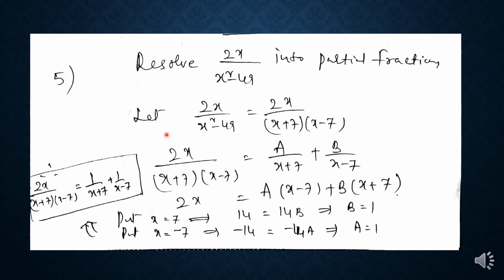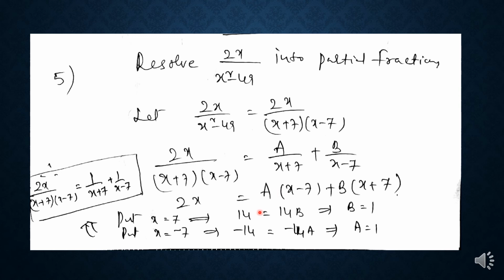If it is a non-repeated linear factor, we should take A by (ax plus b) and A1 by (a1x plus b1), etc. So here in this problem, x square minus 49 can be written as (x plus 7) into (x minus 7). So this can be written as two linear factors. That's why we take the partial fractions as a by (x plus 7) plus b by (x minus 7). After writing the partial fractions, by taking LCM and equating the numerators of both sides, we can find the constant values a and b.